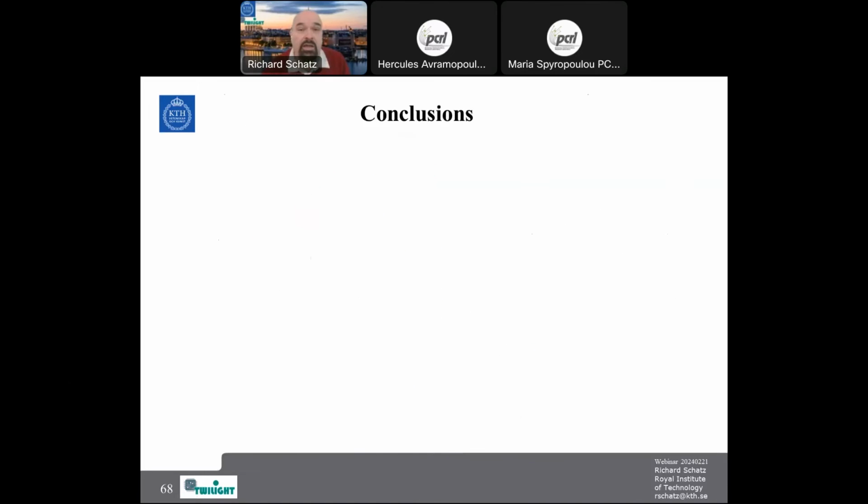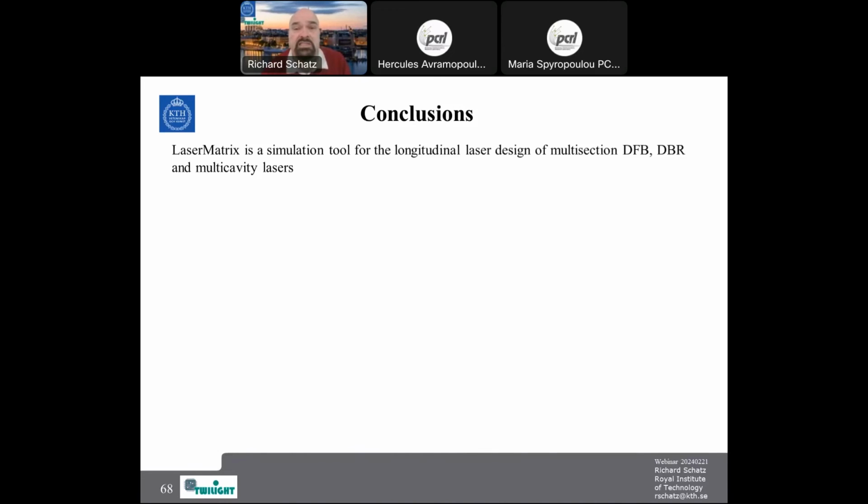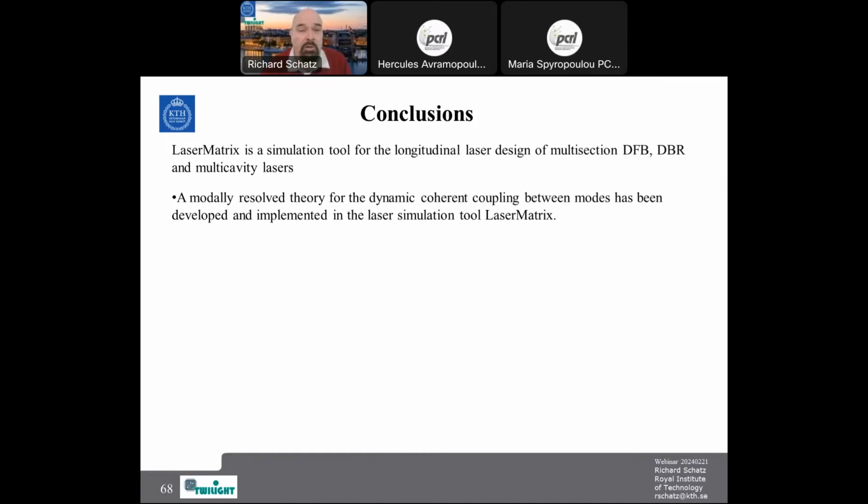And then I come to the conclusions here before the demo. So LaserMatrix is a simulation tool for longitudinal laser design of multi-section DFB, DBR and multi-cavity lasers. A modal theory for the dynamic coherent coupling between modes has been developed and implemented in LaserMatrix.